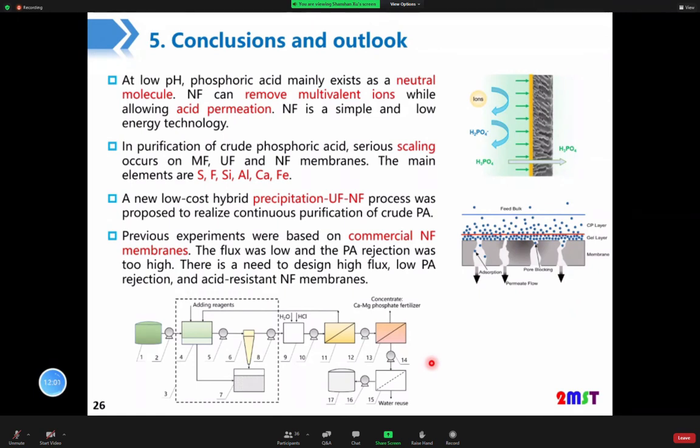Now, the previous experiments were based on commercial nanofiltration membranes. The flux was low, and the phosphoric acid rejection was too high. There is a need to design high flux, low phosphoric acid rejection, and acid-resistant nanofiltration membranes.